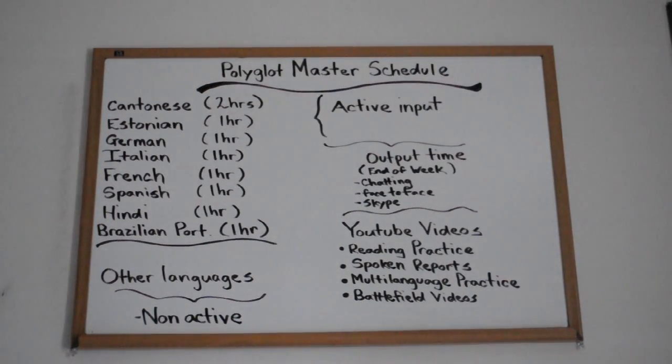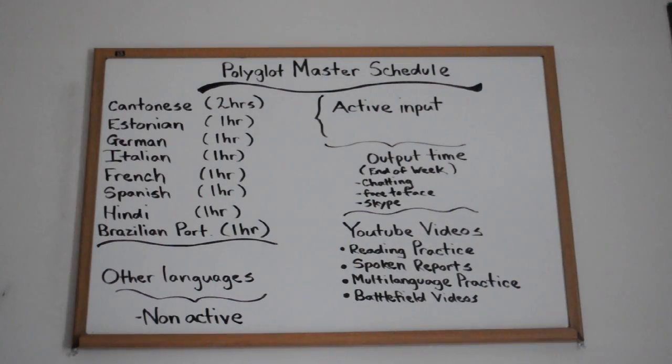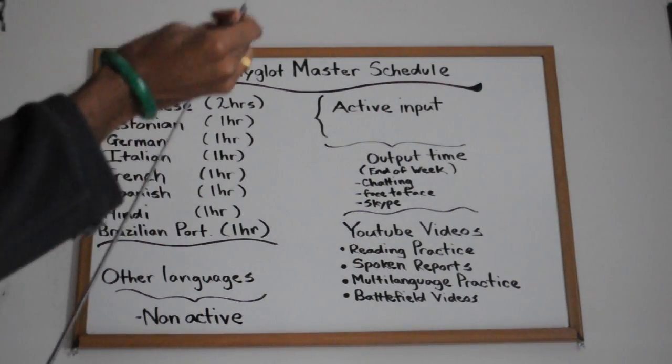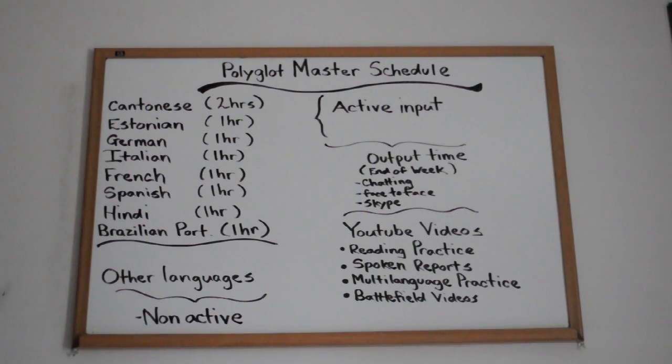Okay, so as you can see, this is the Polyglot Master Schedule. I have all of my active languages on this side, the number of hours I intend to study them, and then on this side I have my output time and YouTube videos, all this other stuff. But let's start over here with the chosen languages.